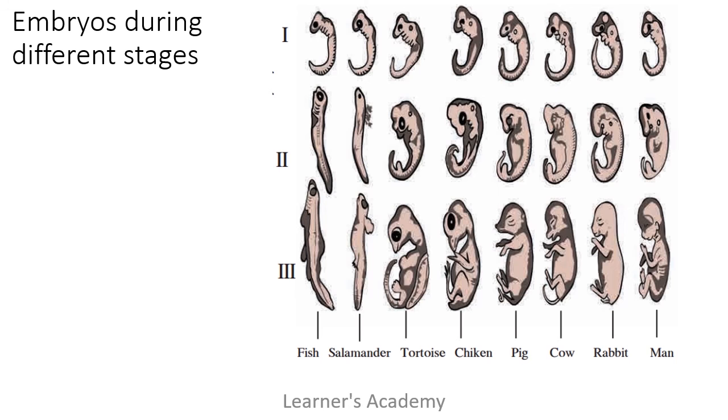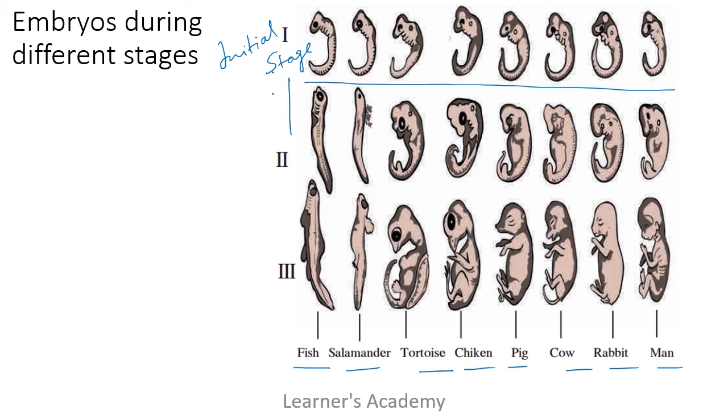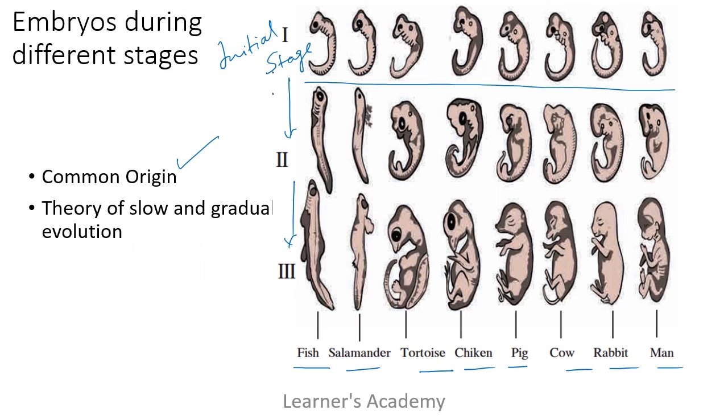If you observe the embryos of various vertebrates and do a comparative study for fish, salamander, tortoise, chicken, pig, cow, rabbit and man, you will observe that there is a stark similarity during the initial stages, and those similarities decrease gradually. Similarities in the initial stages indicate the common origin of all these animals, and it also proves the theory of slow and gradual evolution.